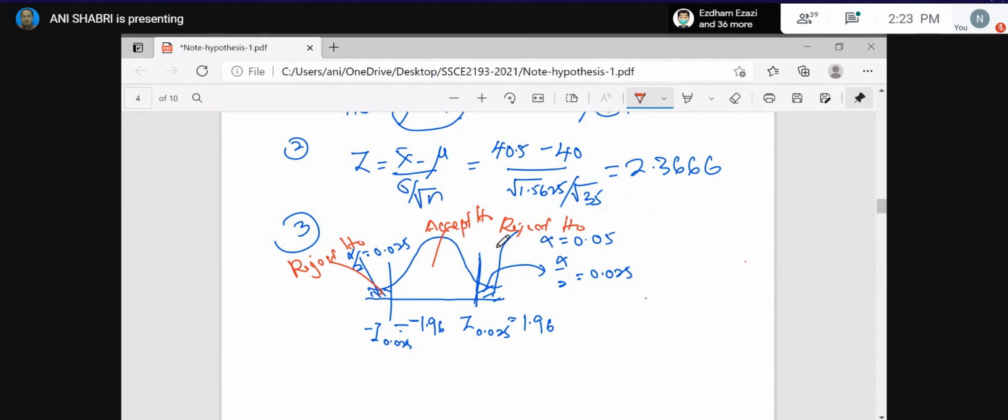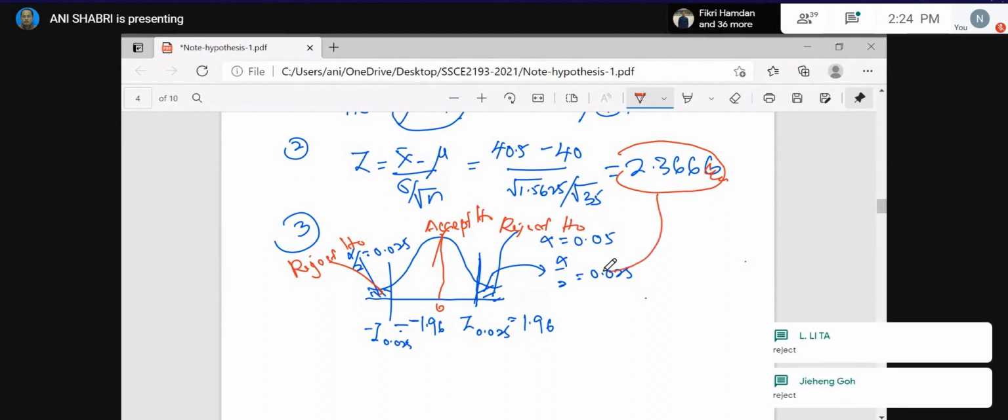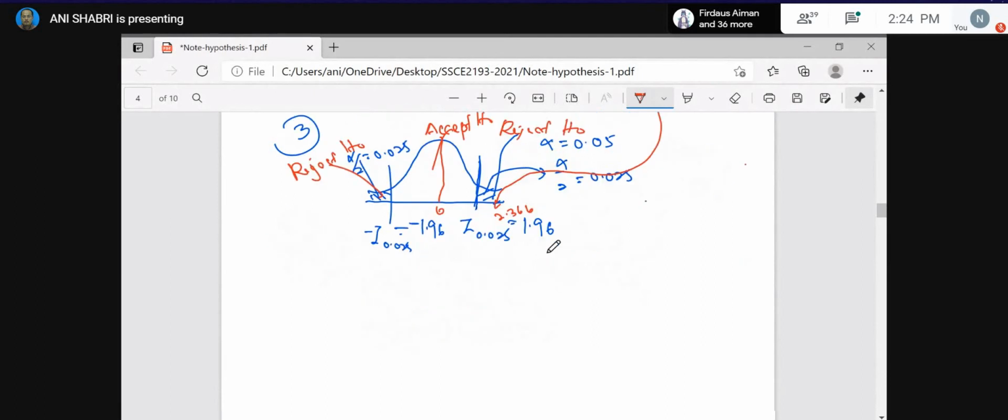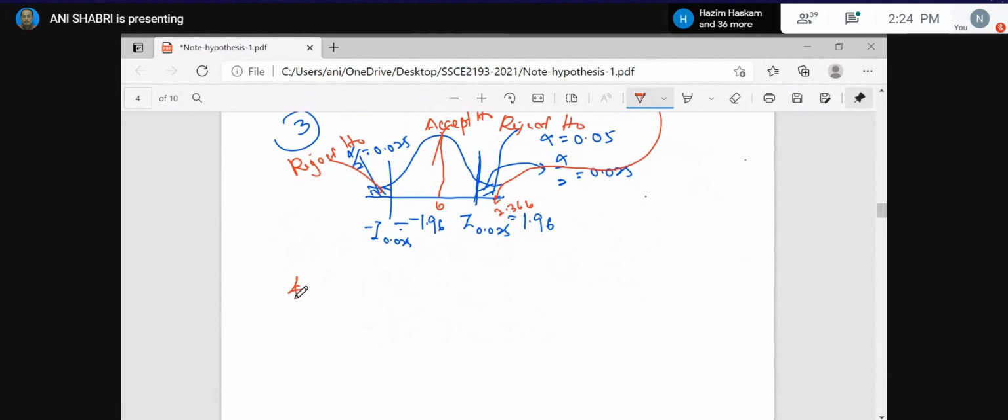If you look at this one, 2.366, do we reject or accept? The middle is 0 and the border is 1.96. Where is 2.366? In the accept region or the reject region? Reject. 2.366 is here, in the reject region.